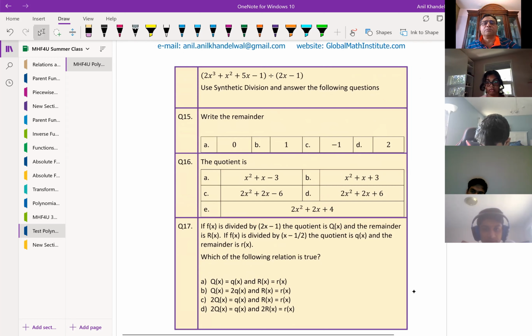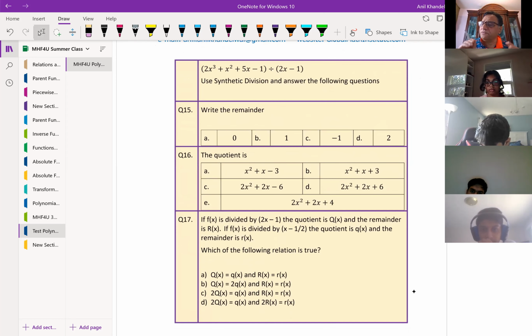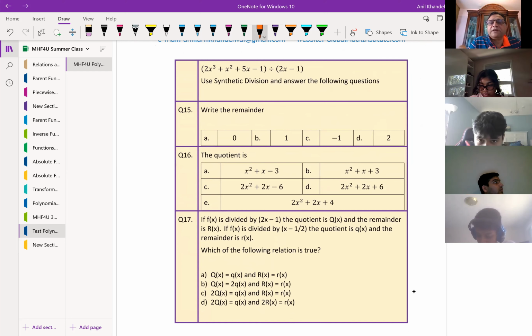Okay. Some more questions for you. Now, this is a very important question. We want to do synthetic division and divide by 2x minus 1. Then I would like you to do this question and tell me what is your answer. Answer these questions. I'm just waiting for you to do. Tell me, how will you do it?